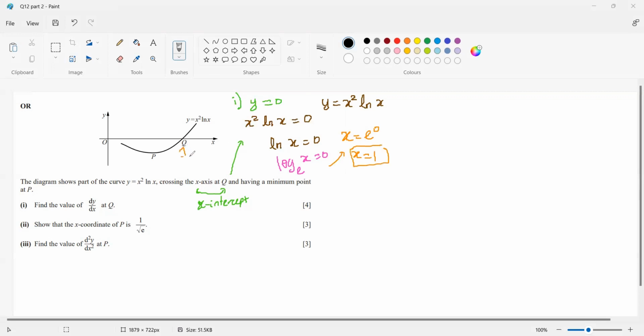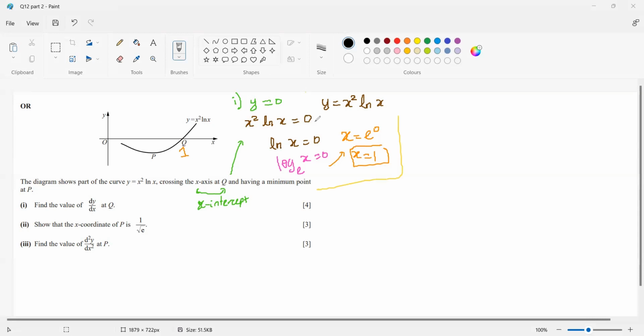Okay, that means here is 1. Oh, so they're not asking for this. They're actually asking to find dy/dx at q. So we found x is 1. That means we need to evaluate dy/dx at x equals 1. Okay, let's do that part, please.